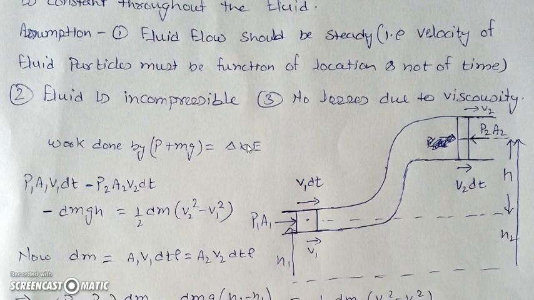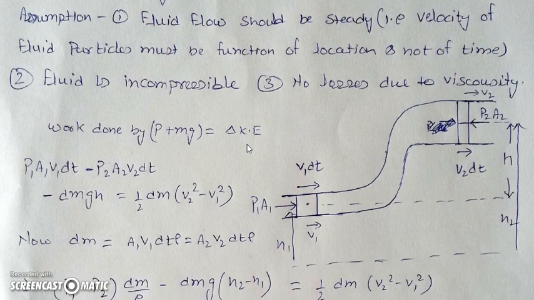So there are a few assumptions in the derivation of Bernoulli's equation. One is that the fluid flow must be steady. Steady flow is a flow in which velocity depends on the location of the point, not on the particle which is coming at that point. So velocity of the fluid particle must be a function of location and not of time.